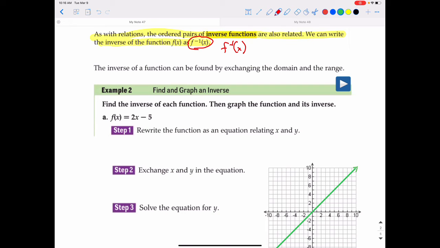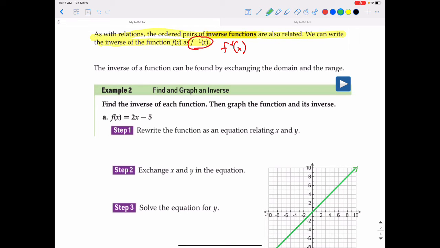That means it's going to have all those characteristics I just showed you with the triangles. It reflects over the line y equals x. The x's and y's get switched around on all the points. It does not mean f to the negative 1 power. It looks like an exponent, but it's not an exponent. It means it is the inverse of the function that is named f of x.